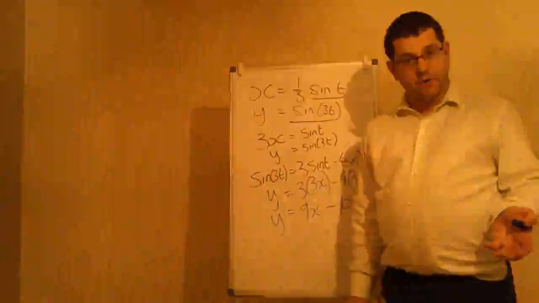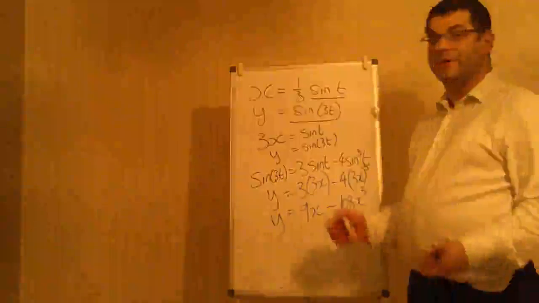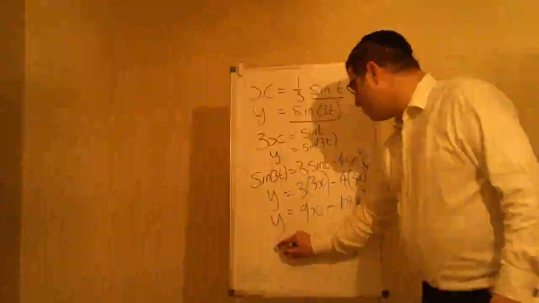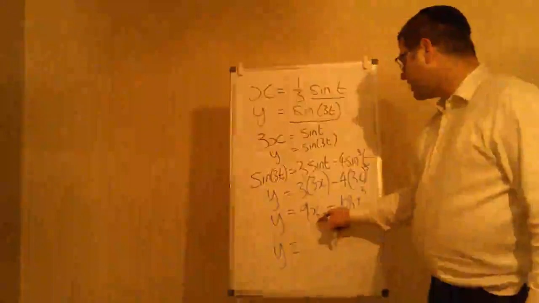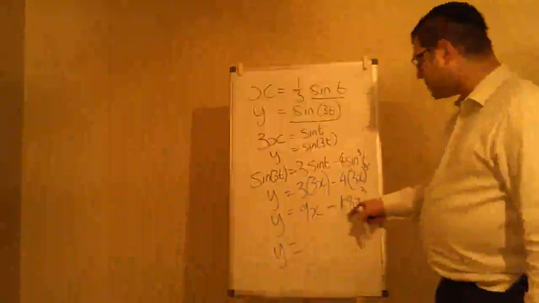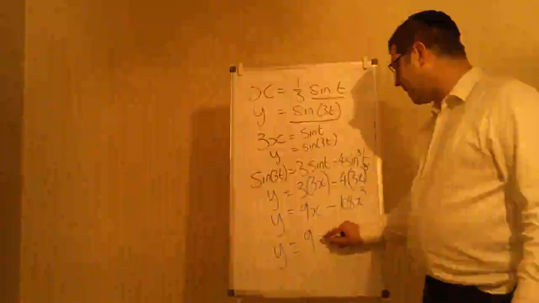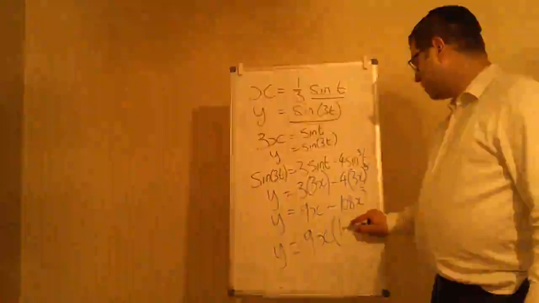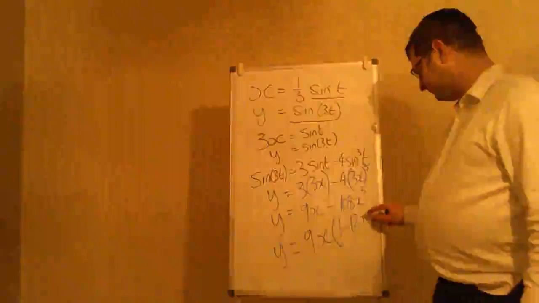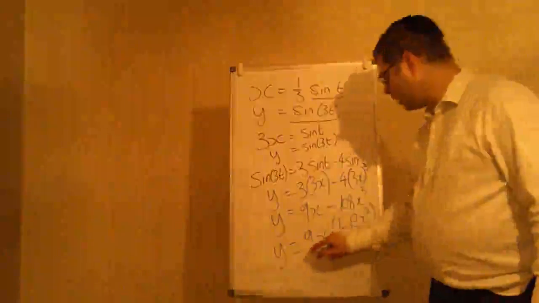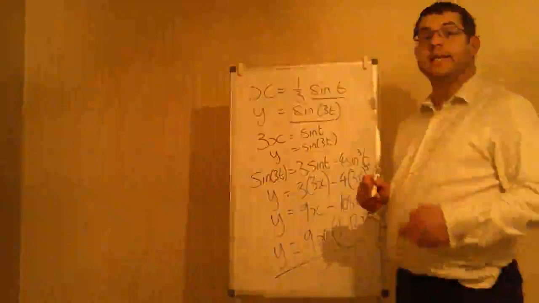Very often in an exam question they will ask you to factorize it. So you notice, what can we take out? 9 and 108. Well, 9 goes into 108, so we can take out a 9. x and x cubed, we can take out an x. So the final answer would be this. That is your Cartesian equation.